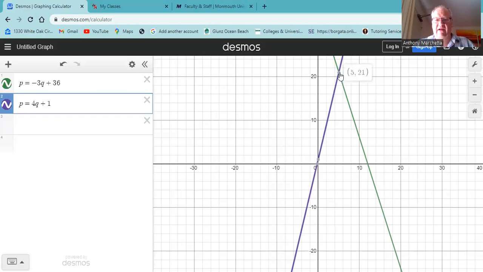They cross right here. Obviously, the best quantity is 5, and then the best price is 21. So in other words, if you were able to sell 5 items, you would be at a market equilibrium where the price would be $21 or $2,100 or 21 cents or whatever you're talking about. All right.